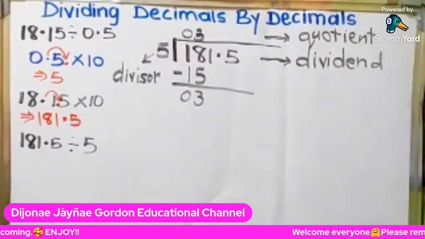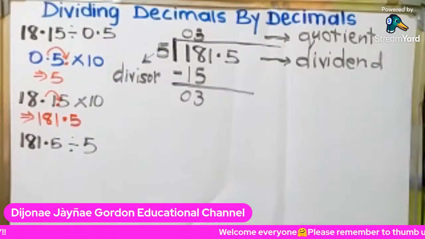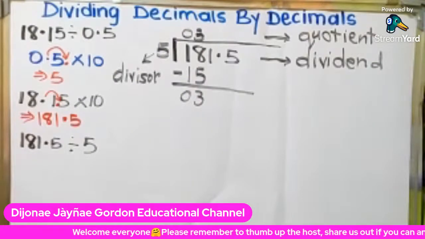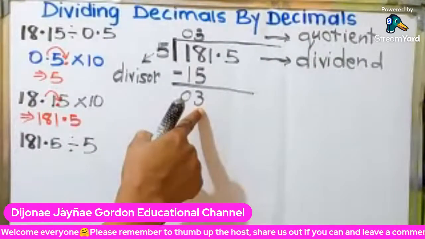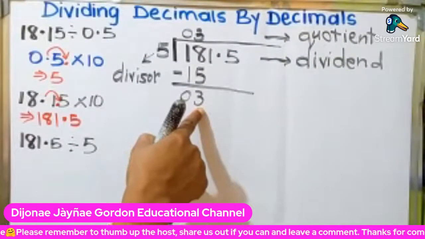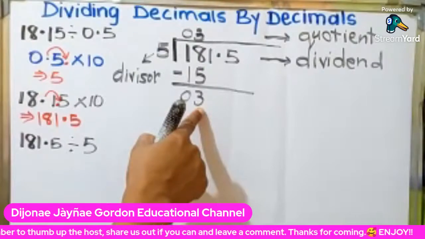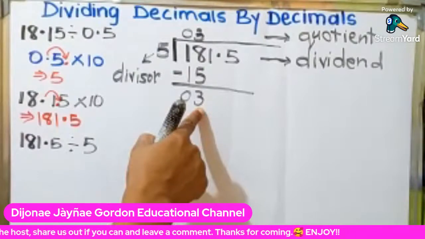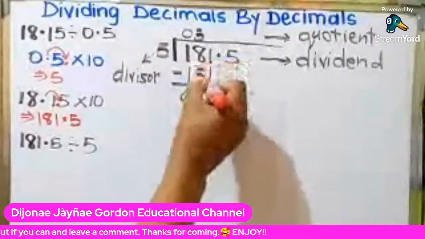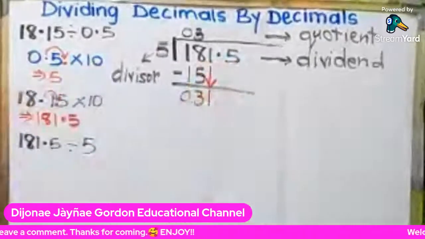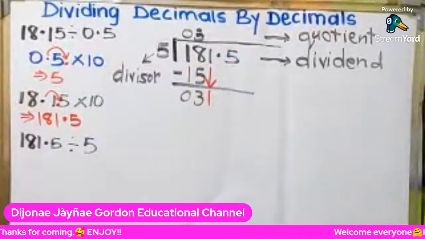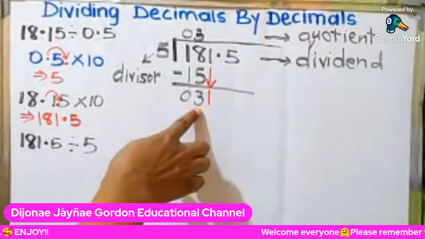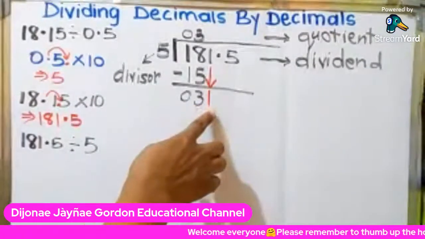All right? What is the next thing? You are going to ask yourself, can you get a group of 5 from this 3? No, you can't. And because you can't, you're going to bring down the next digit that is in line, and of course, that is our 1. I'm going to bring it right down beside my 3 that I have right here.